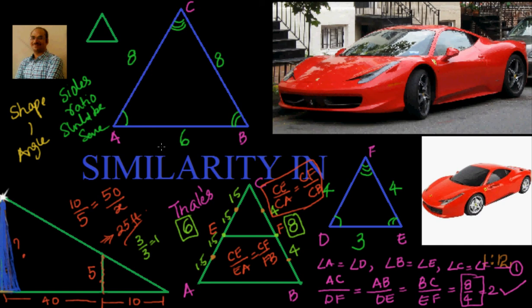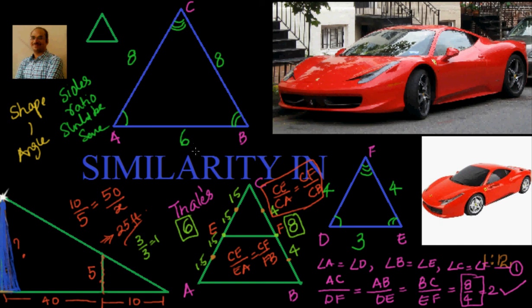But to summarize, two triangles are said to be similar if the corresponding angles are the same and the sides are in the same ratio, or if the sides are proportional. Proportional is nothing but having the same ratio. Equality of ratios is called proportionality.